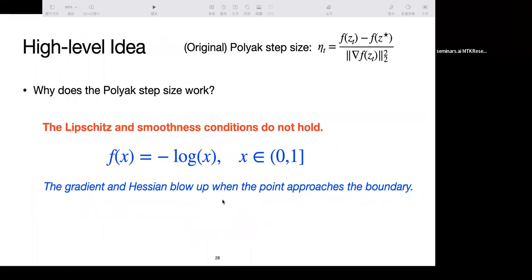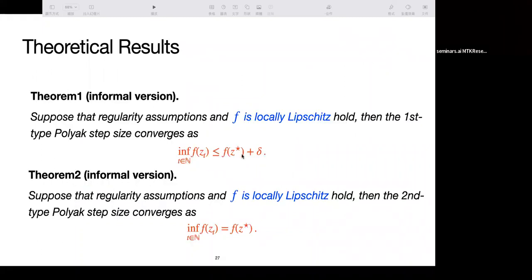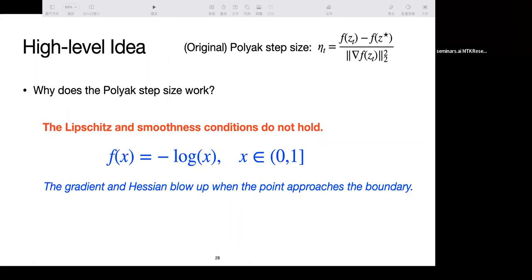So why does the Polyak step size work under the locally Lipschitz setting? Why do we initially think that the convergence can be proved? I will give a high-level perspective here instead of showing the proof line by line.